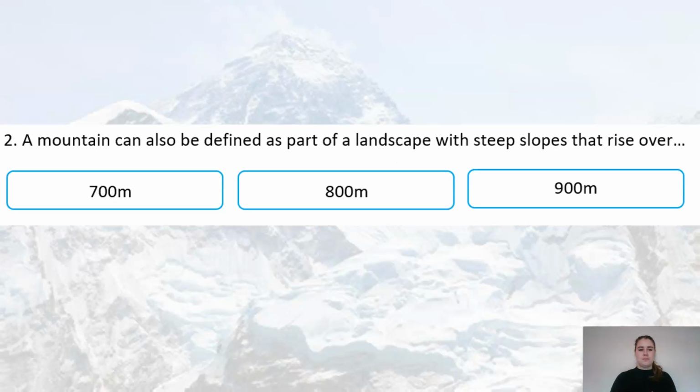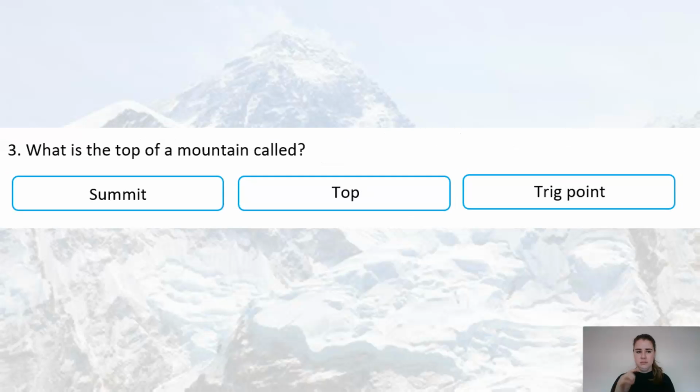Number 2. A mountain can also be defined as part of a landscape with steep slopes that rise over. Now, there's multiple choice here. Is it over 700 metres? Over 800 metres? Or over 900 metres? Pause the video. Can you tick or circle the correct answer? The answer is indeed 800 metres. Some say that the summit has to be beyond 900 to 1,000, but the general definition for a steep slope or a hill or a mountain is that it's got to be above 800 metres high. Well done if you got that correct.